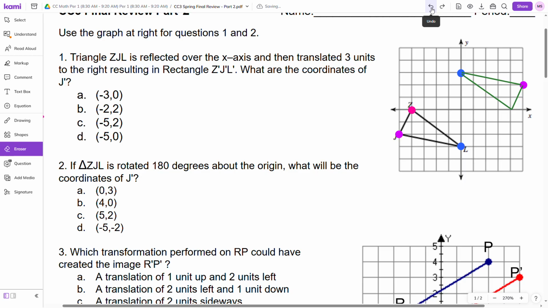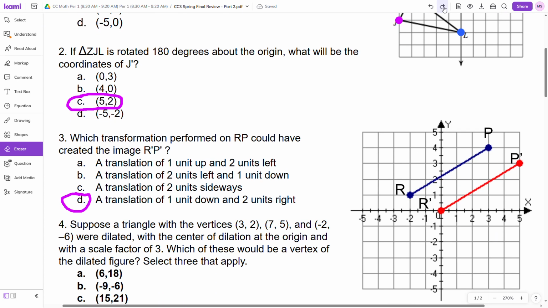So what I mean is the blue one is 0, -3, so it becomes 0, +3. Z is -4, 0, so that becomes +4, 0. J is -5, -2, so J prime is +5, +2, and that's why the answer is, well, C on that one. More on number 1 later. Okay. Whoop, getting ahead of myself here.